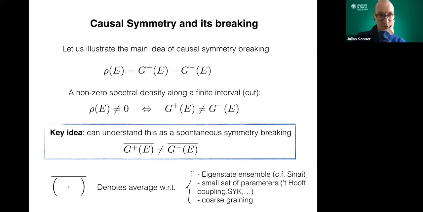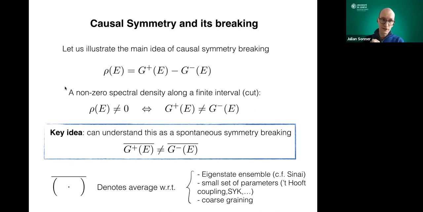the idea of causal symmetry breaking in a nutshell is the following. We want to say something in the first instance about the level spacing statistics. So we better talk about the density of energy levels, rho of E. And as you know from your basic many-body physics or quantum field theory, rho of E can be seen as a discontinuity of the advanced correlation function across the real axis. So G advanced minus G retarded evaluated at E. This is some i epsilon prescription, of course. And so the imaginary part of the advanced correlation function, or minus the imaginary part of the retarded correlation function, gives you the spectral density. This is just a textbook definition.